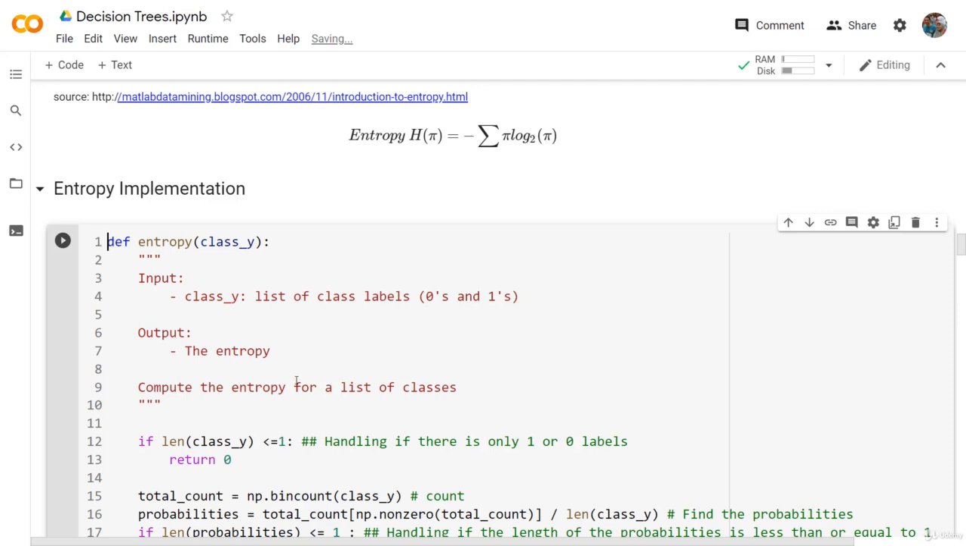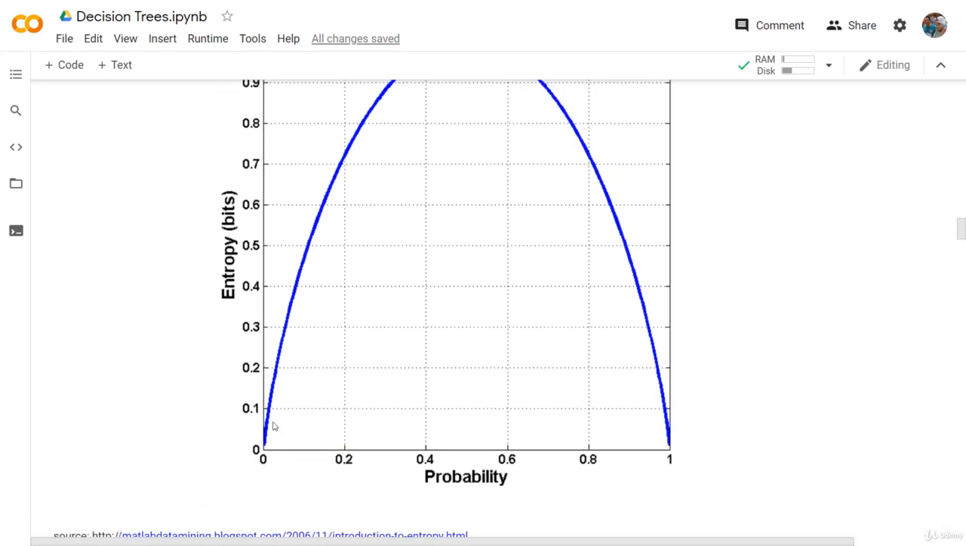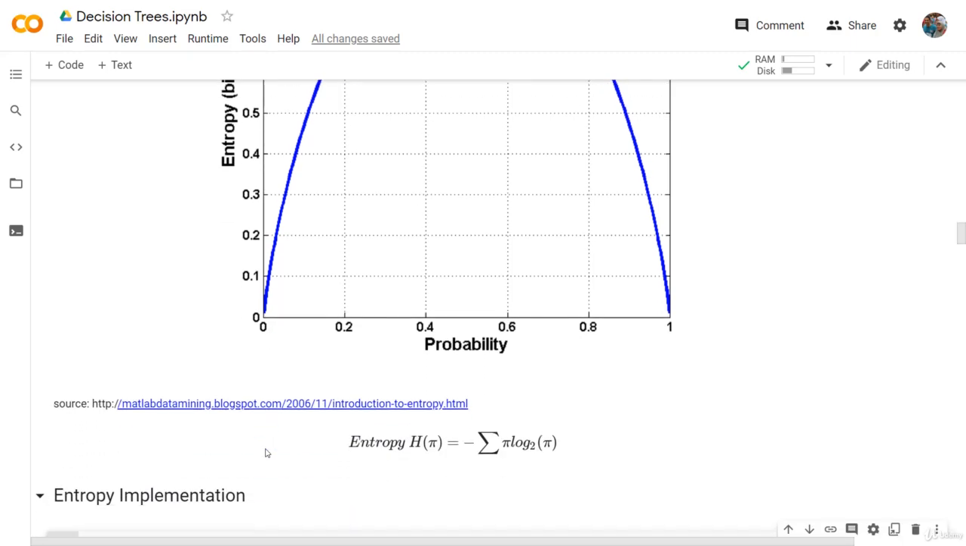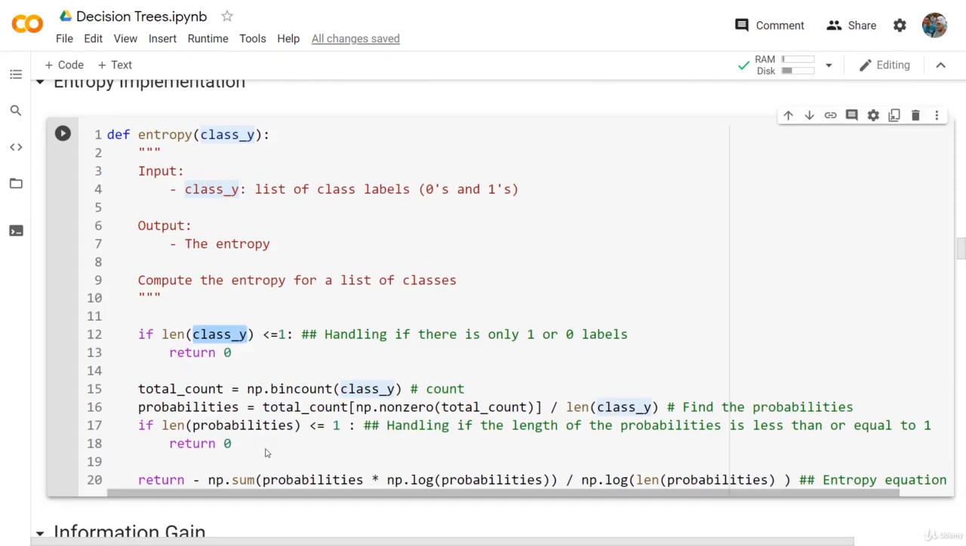First we need to handle extreme cases or edge cases. If we have only one value in this list, the entropy will be 0. If we have just one class, there is no information, there is no surprise. We know beforehand it's going to be 0. But in case we have more than one value, then we are going to calculate the entropy. So as you can see here, if the length of class y is less than or equal to 1, this function will return 0 and we are done.